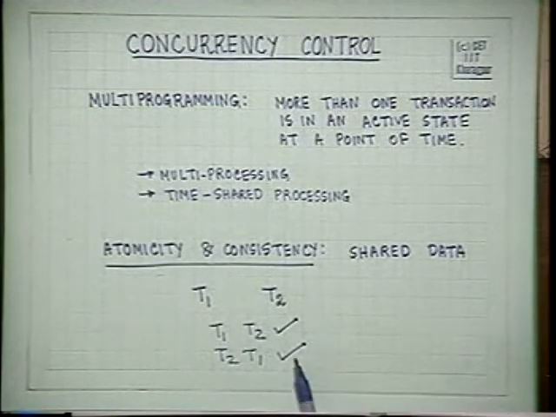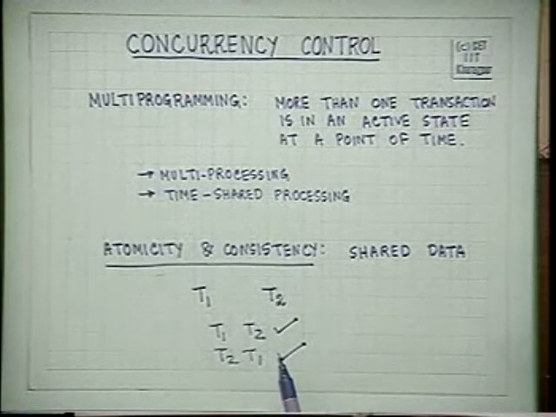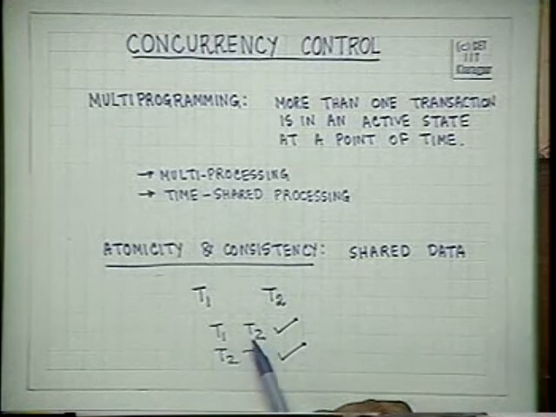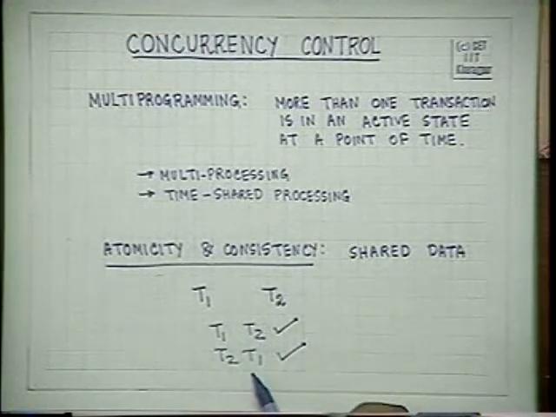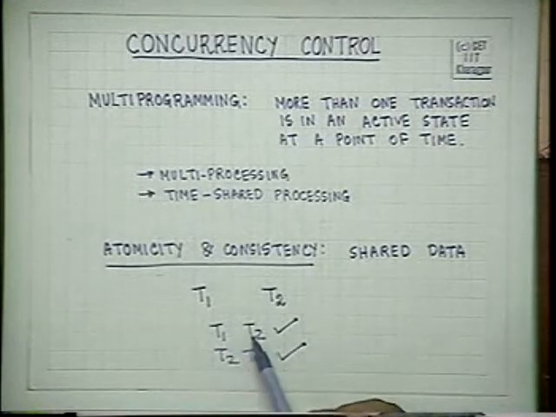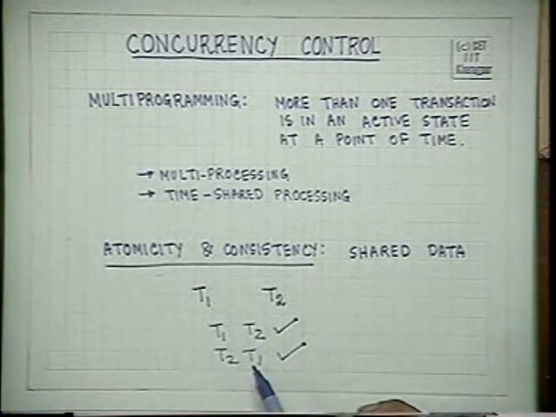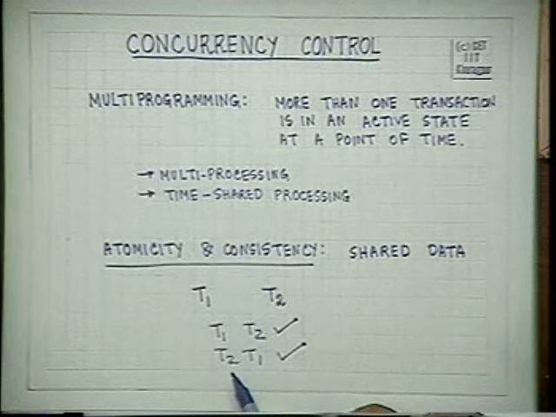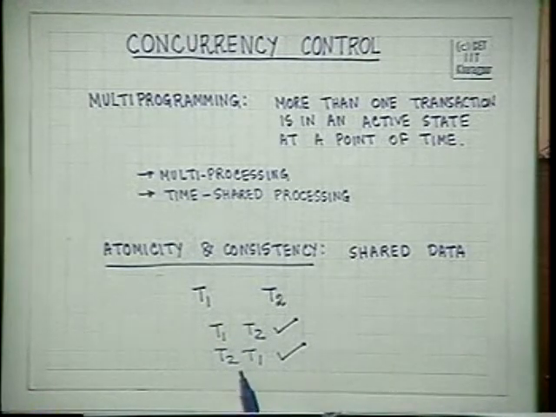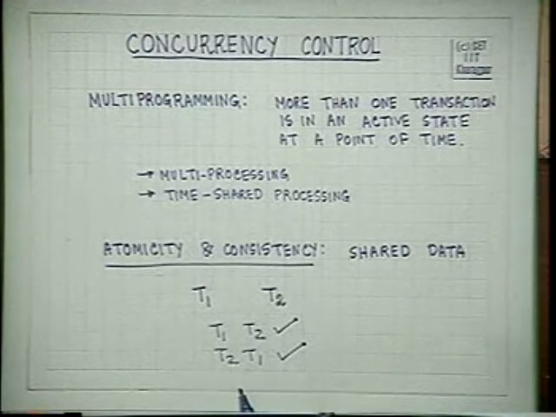So, that must be understood very clearly when we say that two transactions are potentially concurrent. T1 followed by T2 or T2 followed by T1, both are correct. And some of their interleavings are also correct. For example, if they do not share any data, then any sort of interleaving is okay. But if they do share data, we will see that not all interleavings are okay.